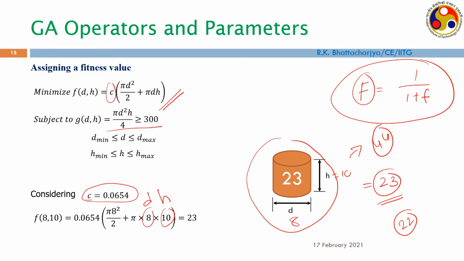But for this particular problem, let us go ahead with this concept that if the function value is less, the solution is better, and if the function value is more, then the solution is inferior. So with this concept, I am assigning a fitness value. Now what will the selection operator do basically?